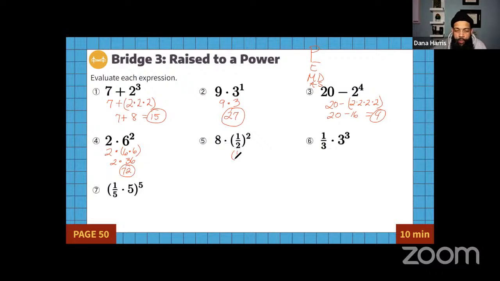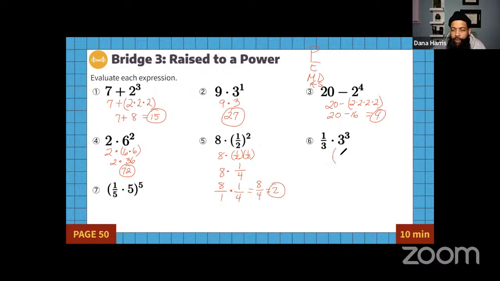Here, I have 1/2 times 1/2. And then that's 8 times that, okay? So 1/2 times 1/2 is 1/4. And then 8 times 1/4. If you need a little help working this out, remember, I can turn that 8 into a fraction, and then 1/4, numerator times numerator is 8, denominator times denominator is 4, and 8 divided by 4 is 2.